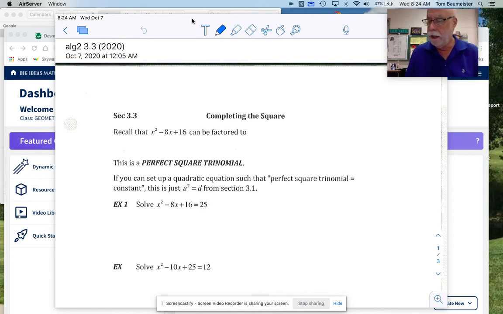All right, so ladies and gentlemen, section 3.3 is called completing the square. So what I want you to do is remember that x squared minus 8x plus 16 can be factored.